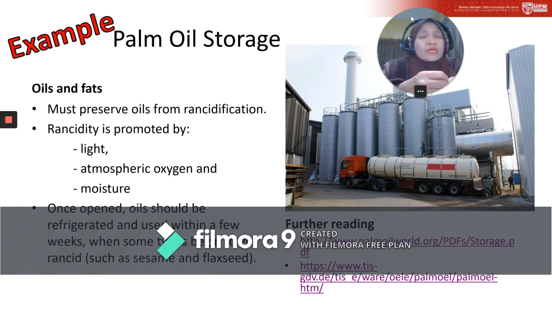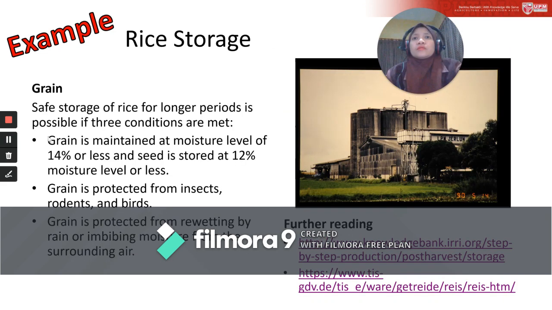For example, palm oil is under the category of oils and fats. Basically, the rule of thumb for oils and fats is you must preserve the oil from rancidification, or in other words, in bahasa Malaysia, we call it tengik. So if the oil already has a rancid smell, it means it's not good, that means the quality has been reduced. The cause of rancidity is light, atmospheric oxygen, and moisture. So once you open it, you must make sure the oil is refrigerated as soon as possible and used within a few weeks.